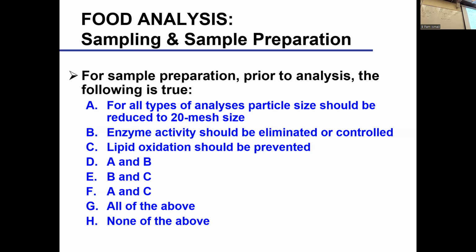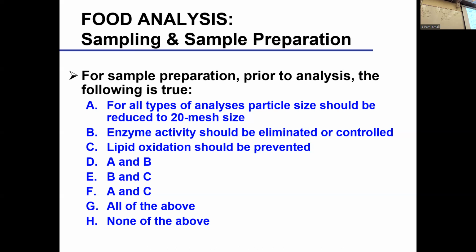Yay. All right. So A is, in certain cases, 20 mesh is acceptable. Let's say I'm looking for moisture content or protein content or ash content. I need to reduce my particle size to 20 mesh so that I can have accurate results. But if I'm extracting, let's say I'm going to extract fat or even extract protein for further analysis, I need to reduce my particle size to 40 mesh. So, not in all cases it's 20 mesh, it depends on the experiment.